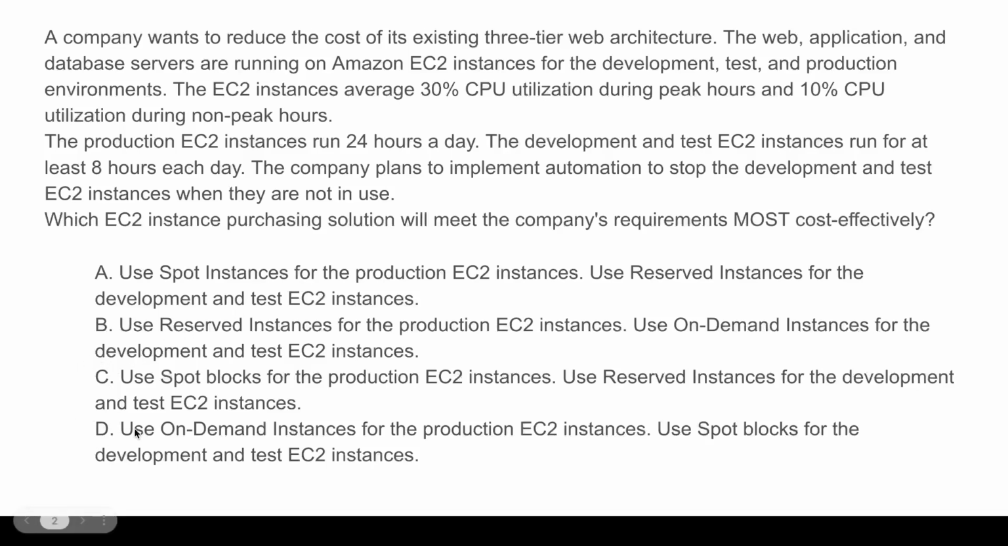And D, it uses on-demand instances for the production EC2 instances. Now, this of course could work, but the thing with this is that it's more expensive than reserved instances, and it does the same thing in this scenario. So the more cost-effective way is to use the reserved instances. So therefore, B is going to be the best answer for this question and the correct answer for this question.